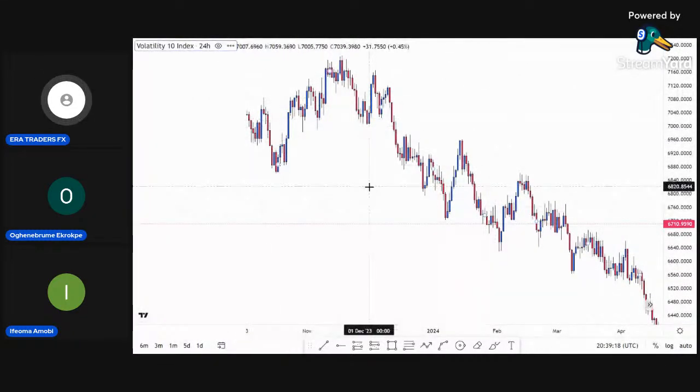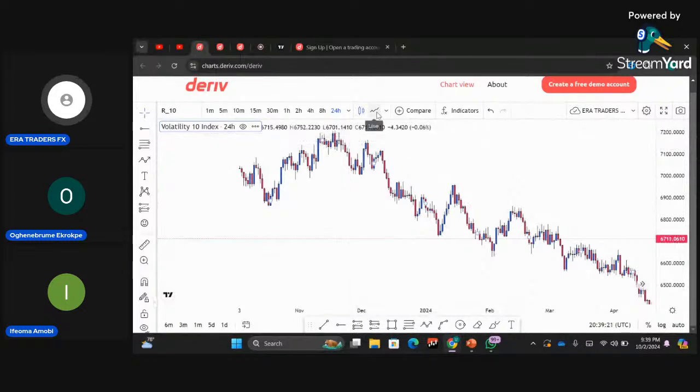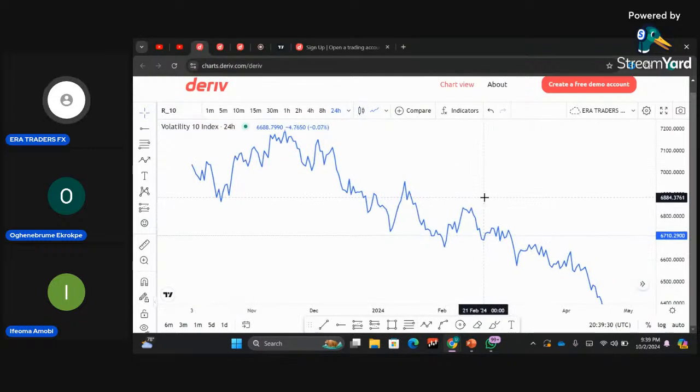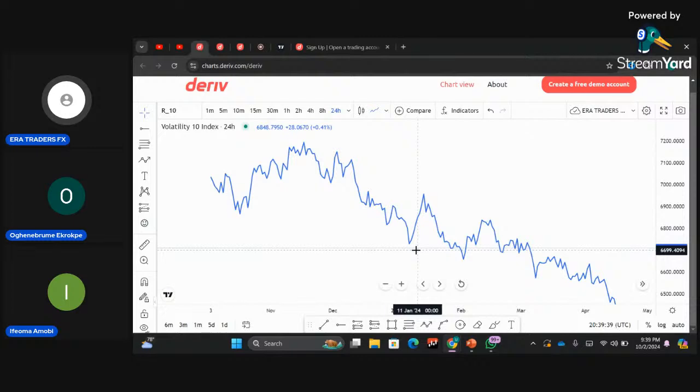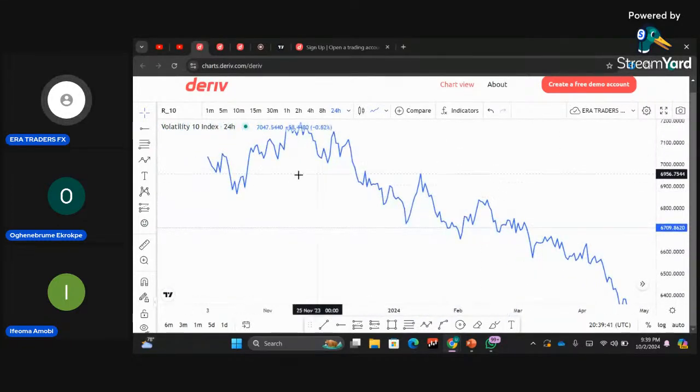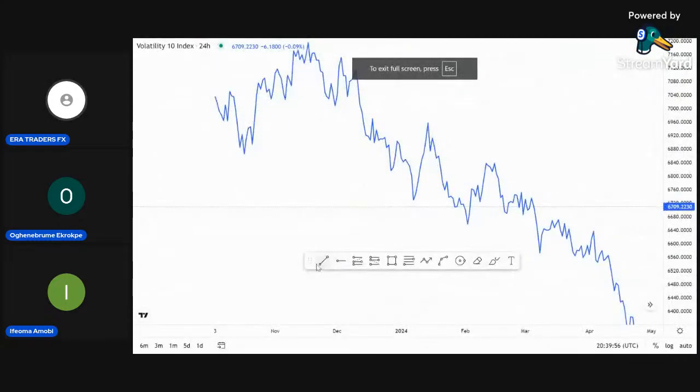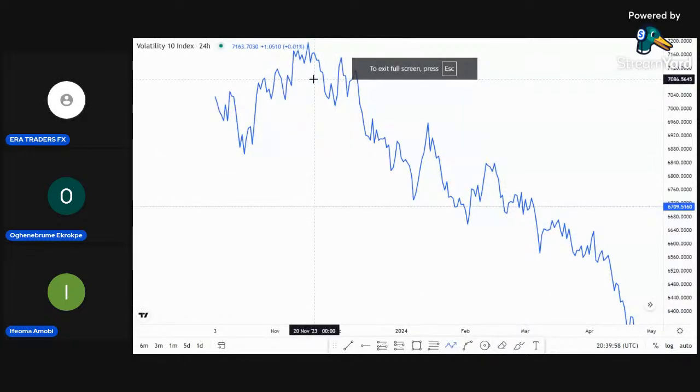This is just a representation of how the market moves. We use both line and candle. So you can just look at the line chart and see where the market is coming to. You can see that the market has been coming down. So take note, we have three types of trend: uptrend, downtrend, and consolidation. So when the market is coming down, the market is on a downtrend.